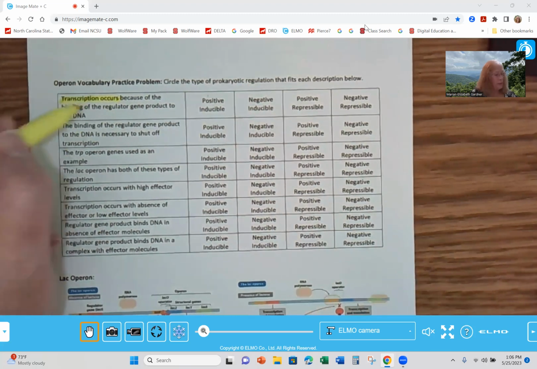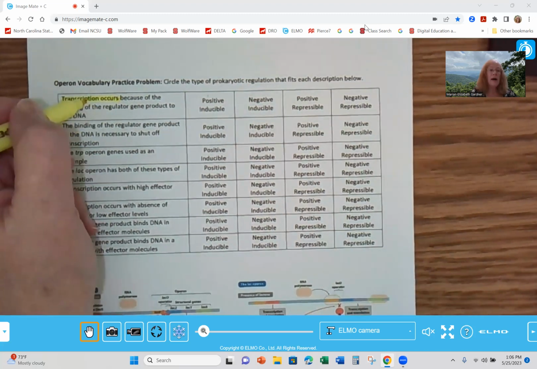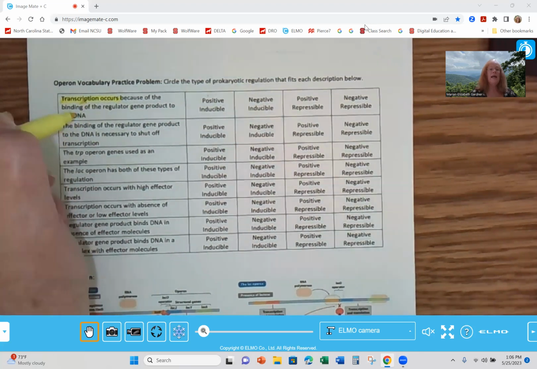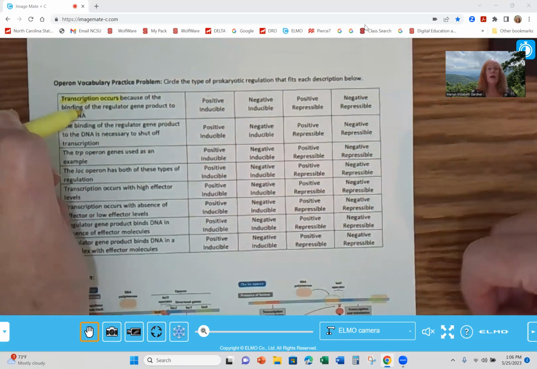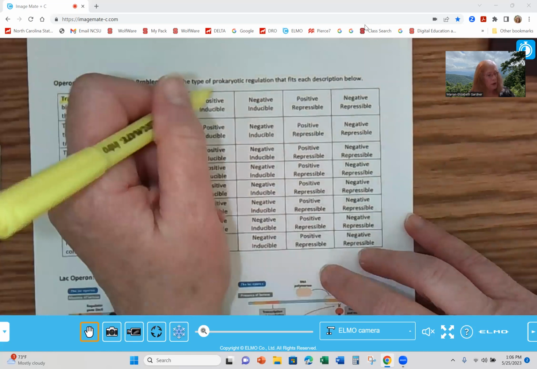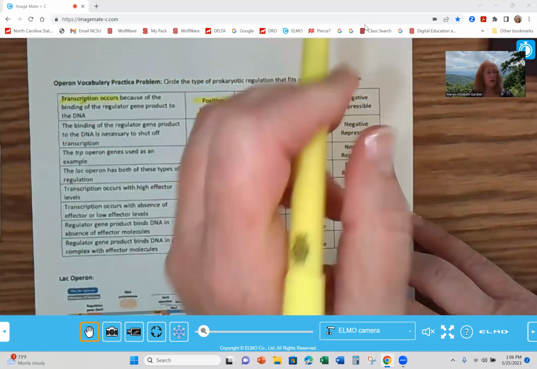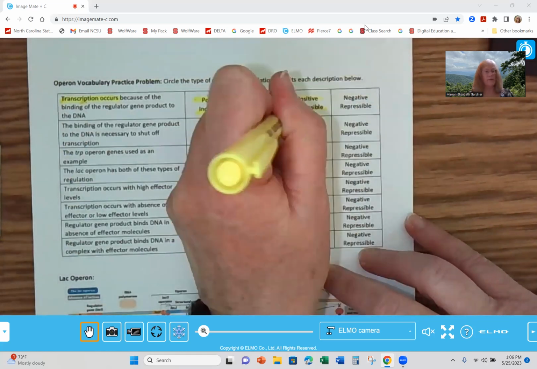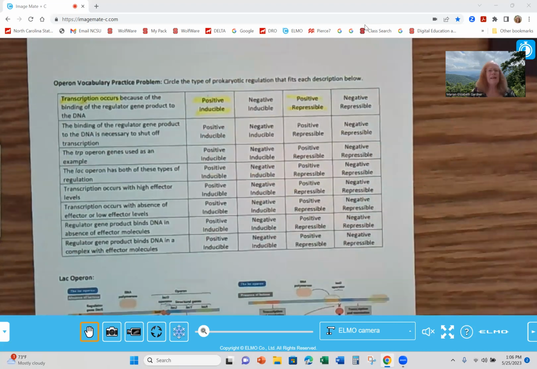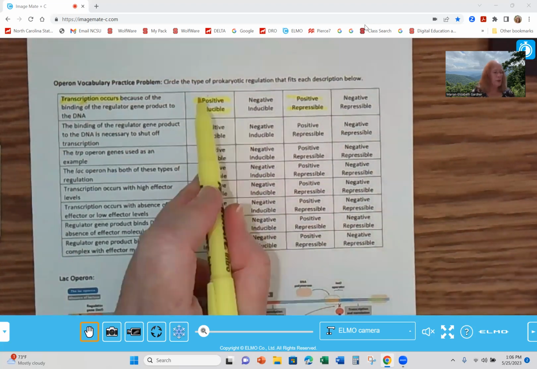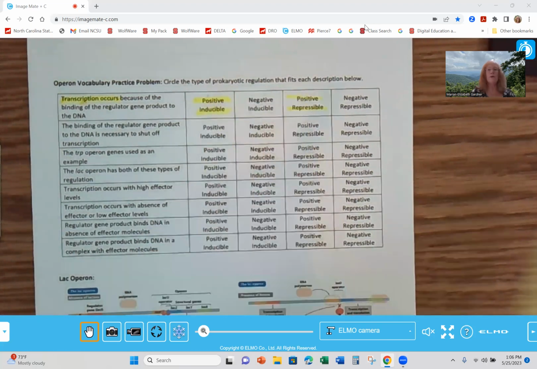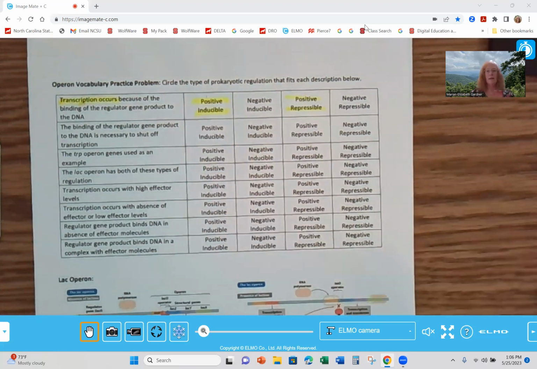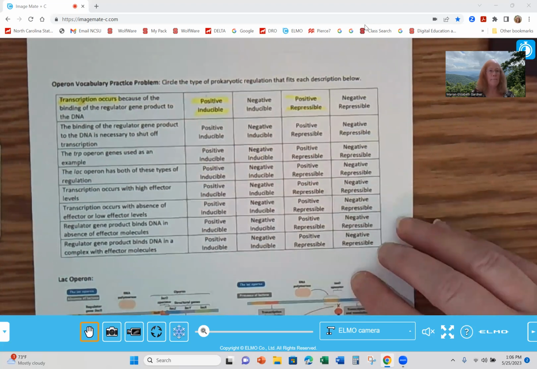So remember, whenever the regulatory protein binds to the DNA and causes transcription to occur, we have positive control. So that would be positive inducible and positive repressible. I guess the part I kind of left off on that last page was you can put positive inducible, positive repressible, negative inducible, negative repressible. So we can use those first two words in all sorts of combinations.